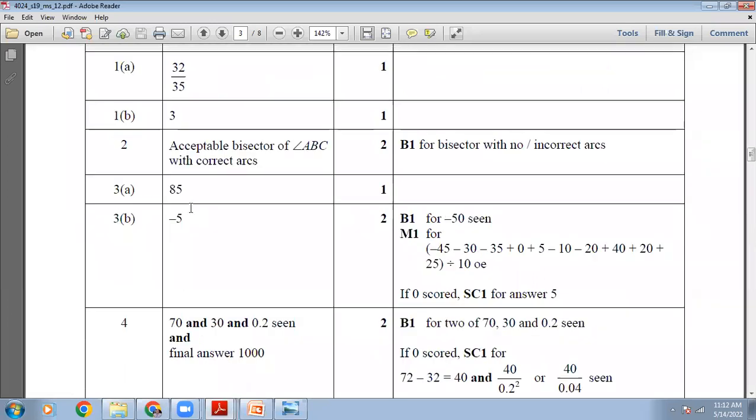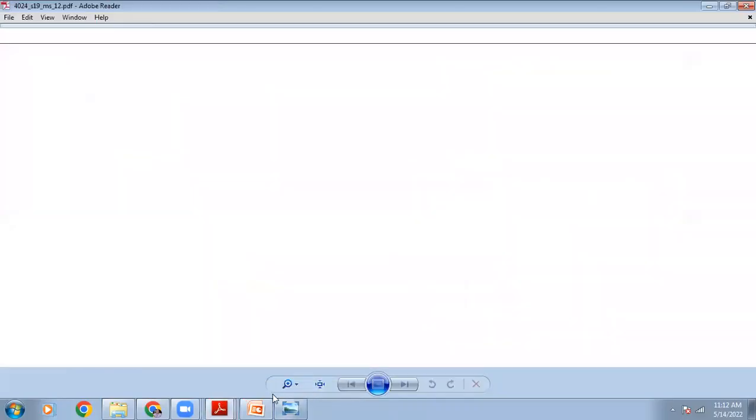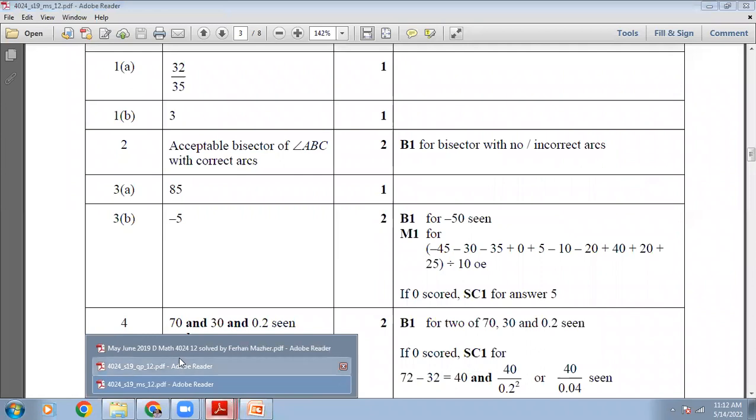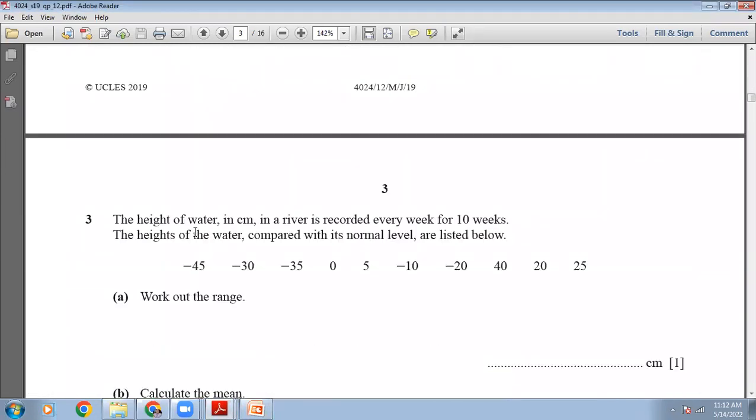I hope you understand. So let's have a look at the marking scheme. It says acceptable bisector of the angle ABC with correct arcs. Okay, so we are done with this. Okay, so let's go to the next question. The next question is question number 3. We are done with the question number 2.